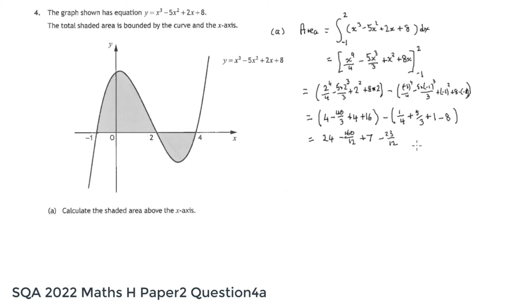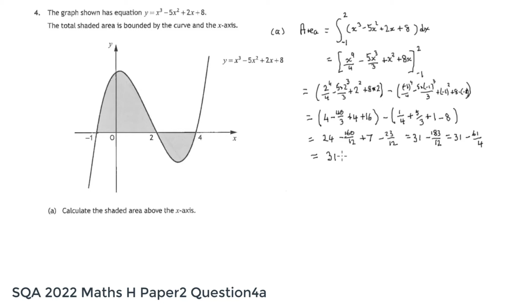So 24 plus 7 is 31. And then let's gather the twelfths together. We've got a minus 160 of them, minus another 23 of them. That's minus 183 twelfths. Now I'm looking at the 183 and the 12 and thinking 3 cancels. So 3 goes into 183 61 times, and 3 into 12 goes 4 times. So that's looking a lot healthier.